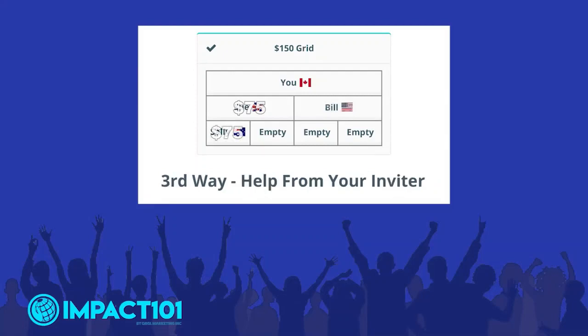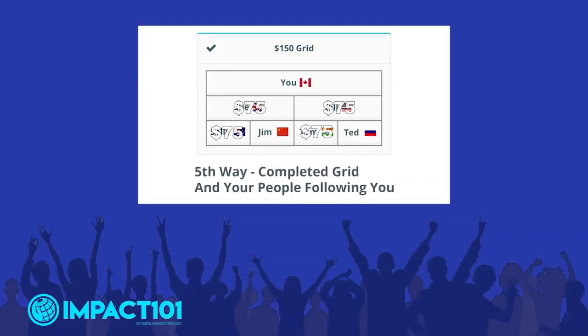Third way, the person that invited you shares with Bill. He lands in your grid and he makes a $75 donation to you. Fourth way, Bill shares with Tom and he lands in your grid making another $75 donation to you. Fifth way, when people you've personally invited complete their grids, they come back and fill another spot in your grid. It repeats over and over, creating endless donations to you.